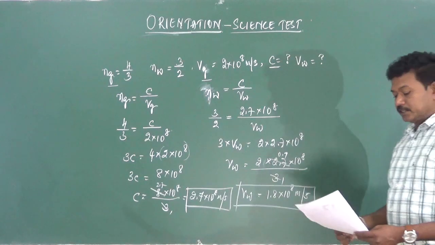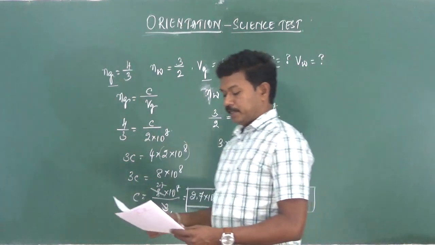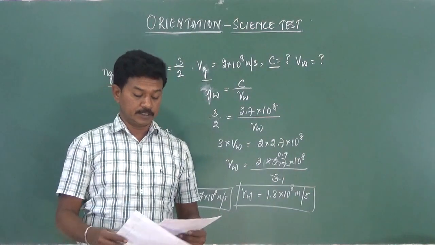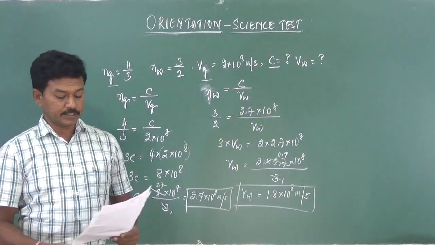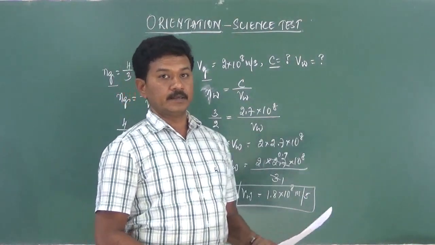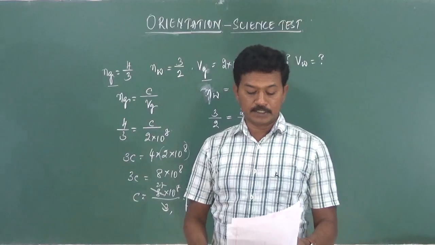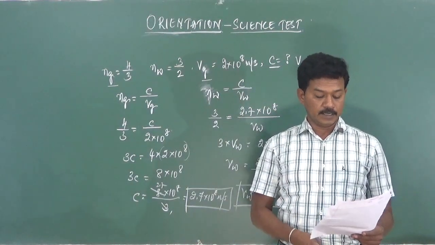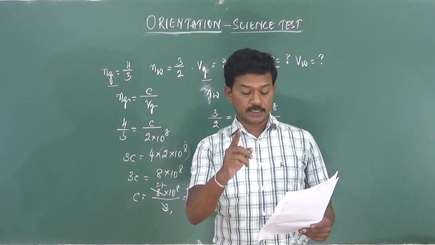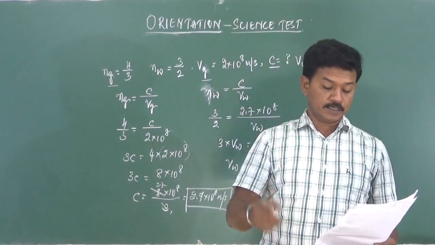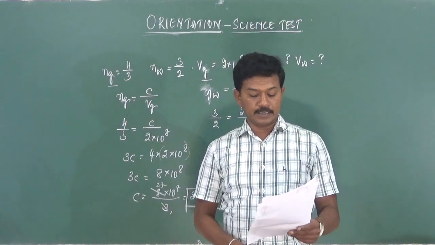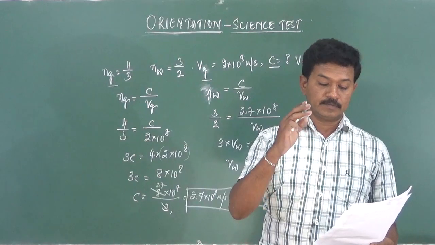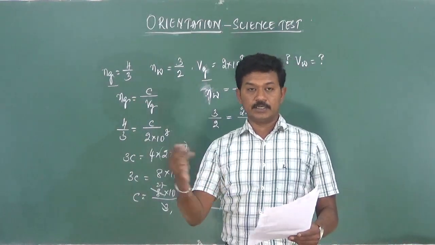Okay, next is distinguish between real and virtual images. Very important question. So we can go with this. A virtual image cannot be caught on a screen, but a real image can be caught on a screen. A virtual image is always erect, a real image is always inverted. Virtual images are formed by divergent light rays and real images are formed by convergent light rays.